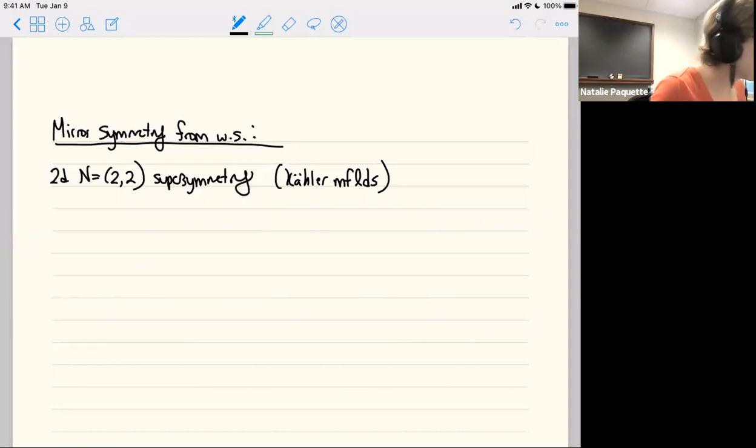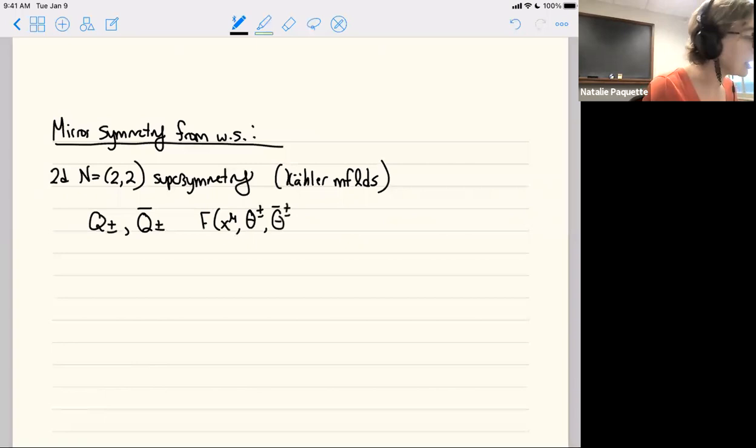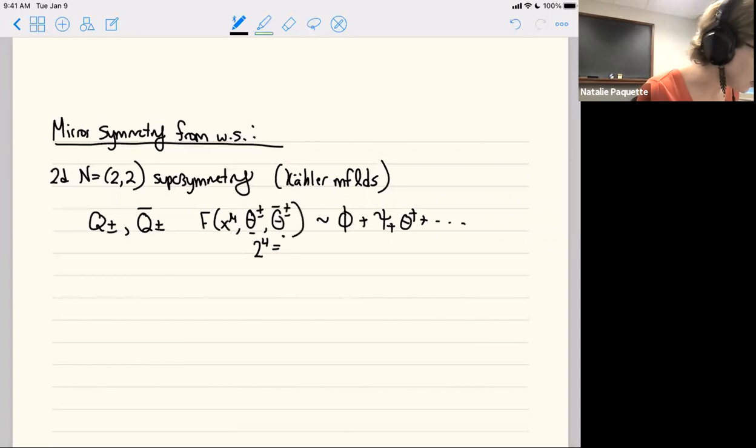So with (2,2) supersymmetry, I have two supercharges that are labeled by their spin or chirality under the 2D Lorentz group, and I also have Hermitian conjugates. Any representation of the supersymmetry algebra can be packaged into some supermultiplet, where I introduce now Grassmann coordinates associated to each of the supercharges. And I can Taylor expand this thing in terms of the Grassmann coordinates, something like this. In total, a general multiplet will have 16 components in this kind of expansion.